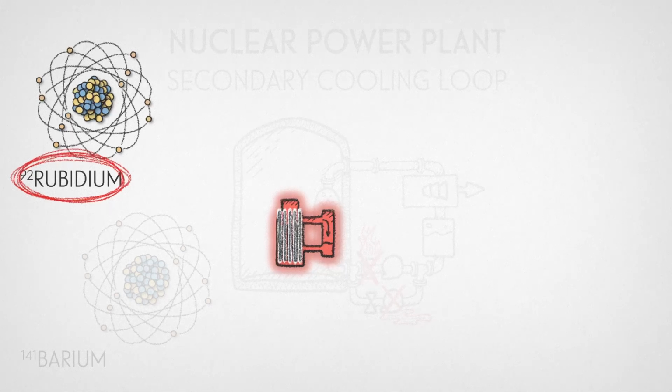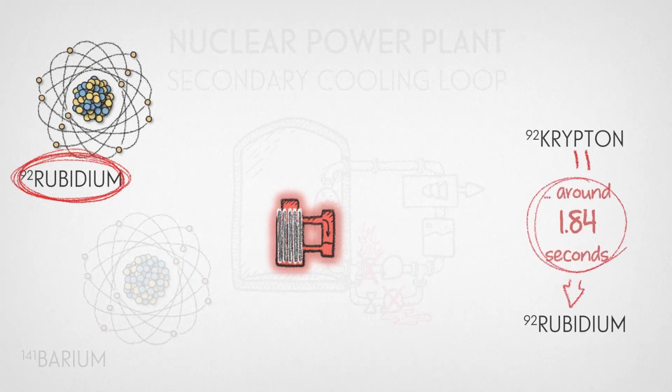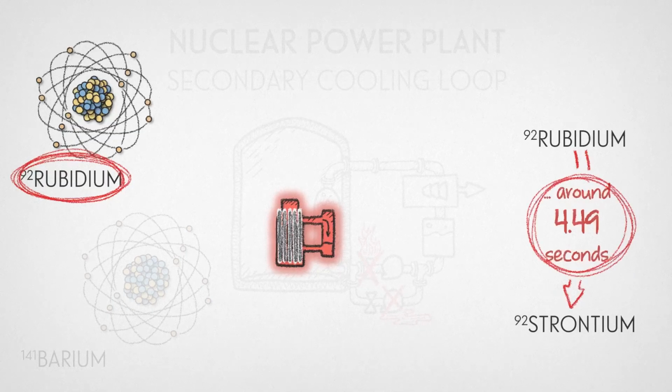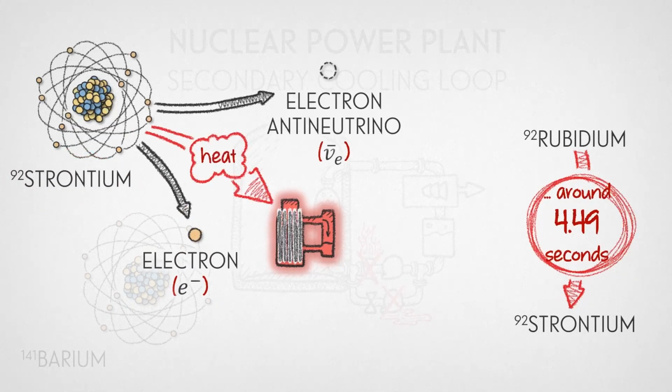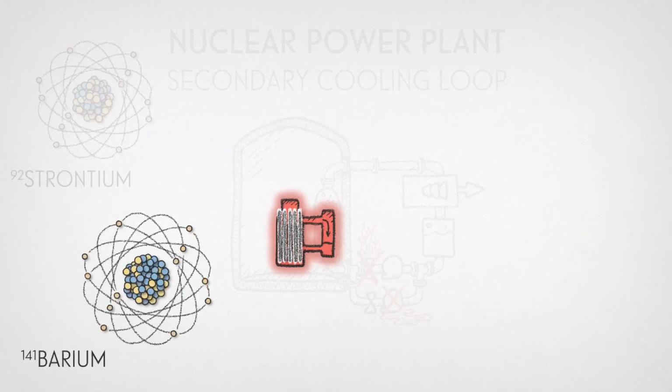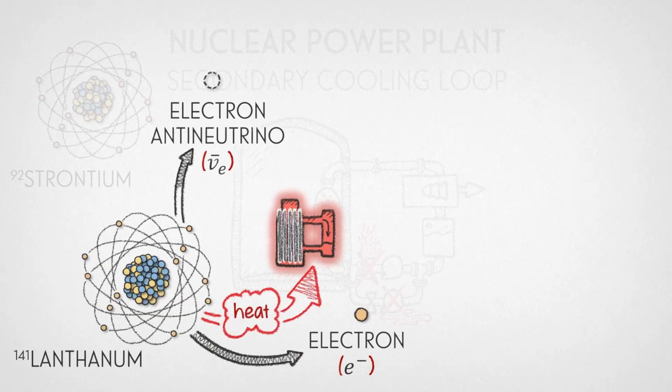Beta decay takes time. Krypton-92 takes around 1.84 seconds to decay to rubidium-92, which still has too many neutrons. So around 4.49 seconds later, it decays into strontium-92 with even more heat. Now, do you remember barium-141? That was the other atom that uranium split into. It also has too many neutrons. After around 18.5 minutes, it will decay to lanthanum-141.